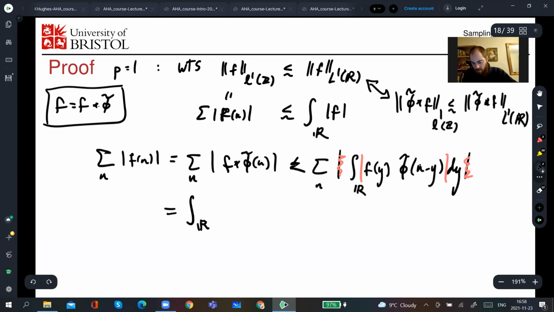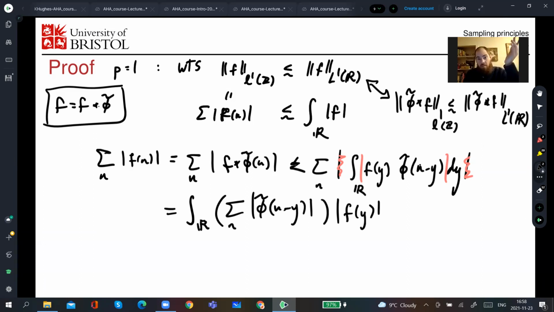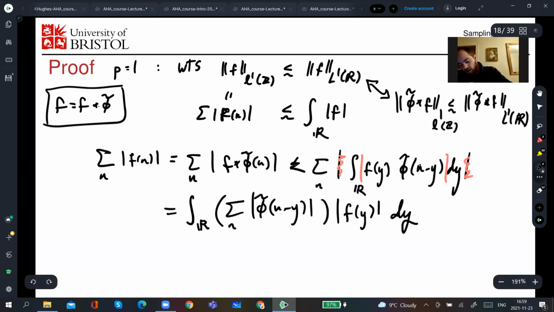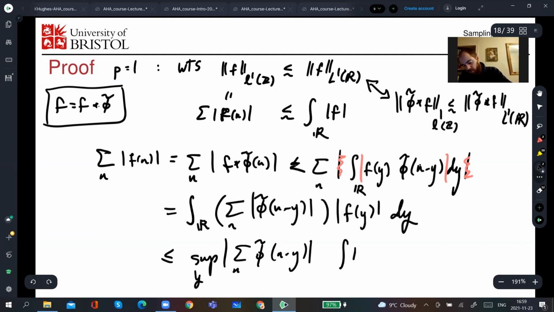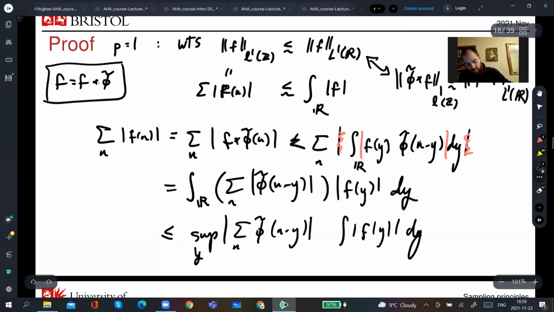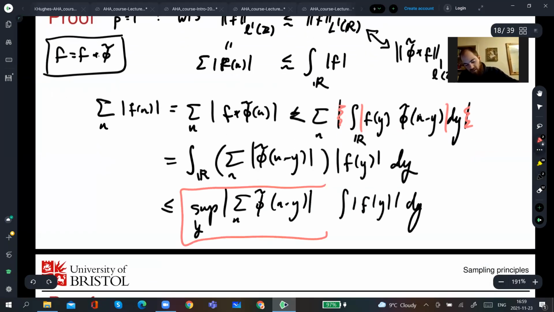That's the integral over R, sum over n of this. That sum over n, I get to pull f of y out because it doesn't depend on n at all. So I just have a sum over the Fourier transform of phi at a bunch of points. And this is all integrated with respect to y. And now this is of course less than or equal to the sup over y of the sum, times the L1 norm of f. Great. Okay, and this happens to be bounded, of course, again, because phi tilde is Schwartz.